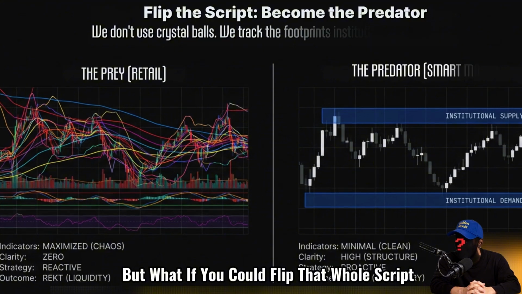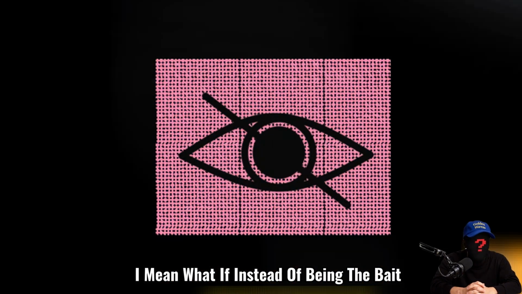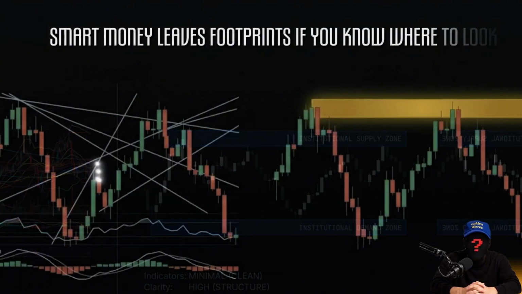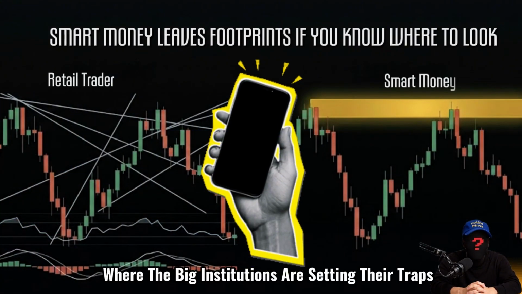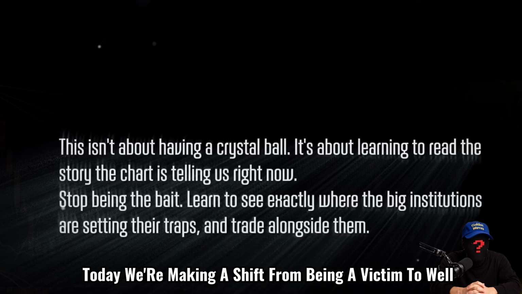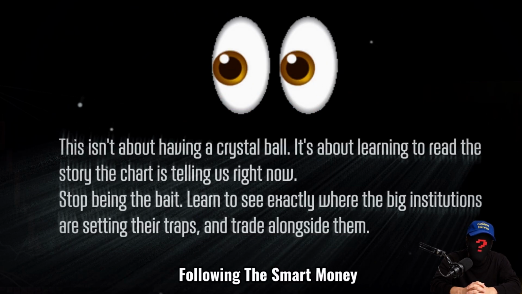But what if you could flip that whole script? I mean, what if instead of being the bait, you could learn to see exactly where the big institutions are setting their traps, and you could trade with them? That is the absolute core of what we're talking about. Today, we're making a shift from being a victim to following the smart money.